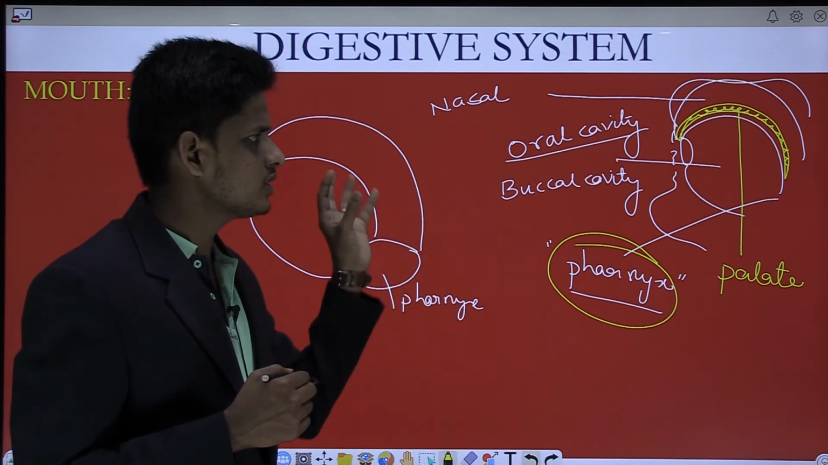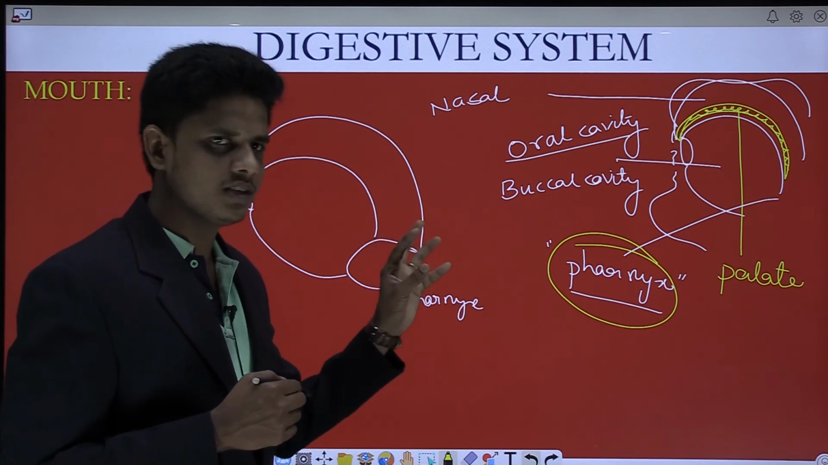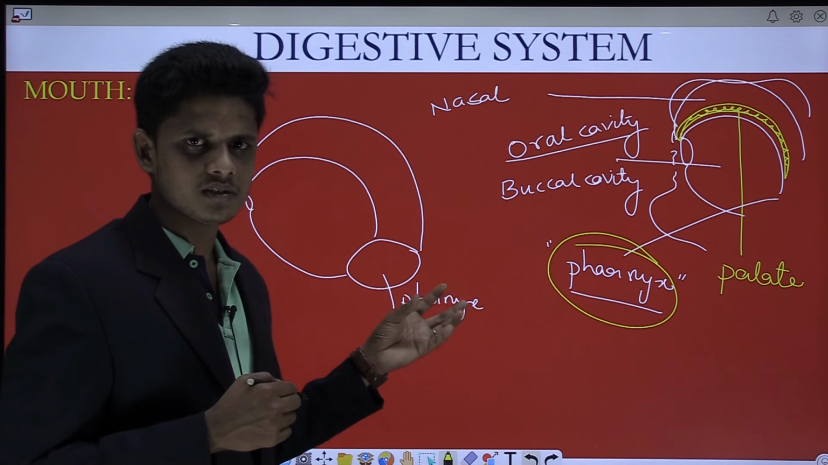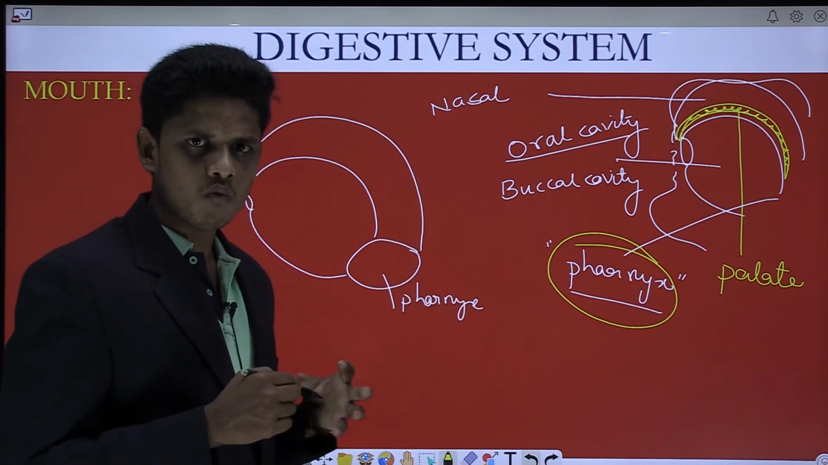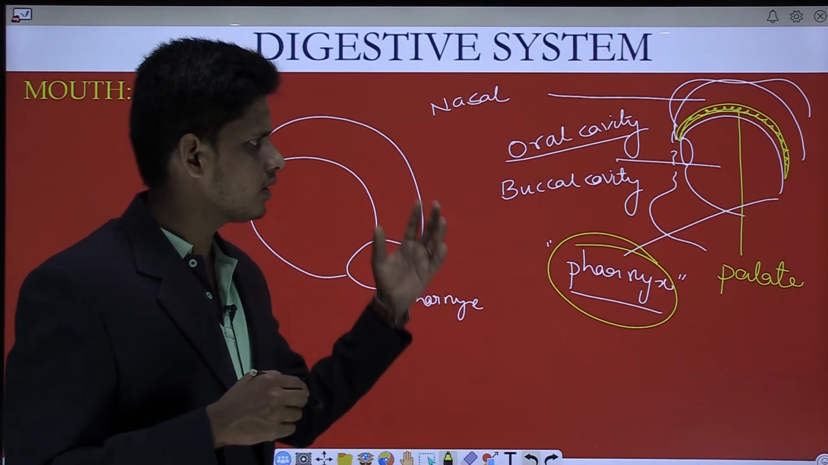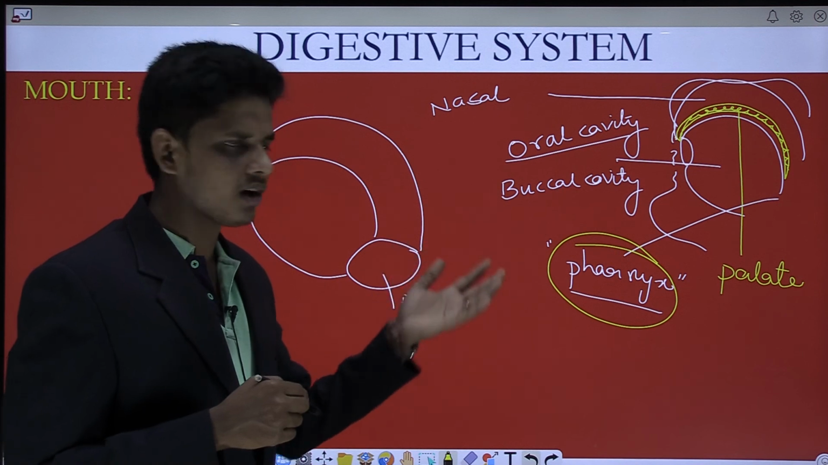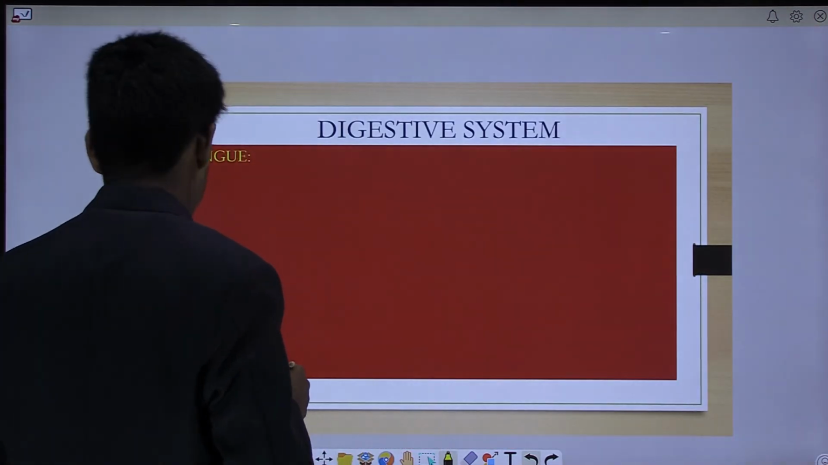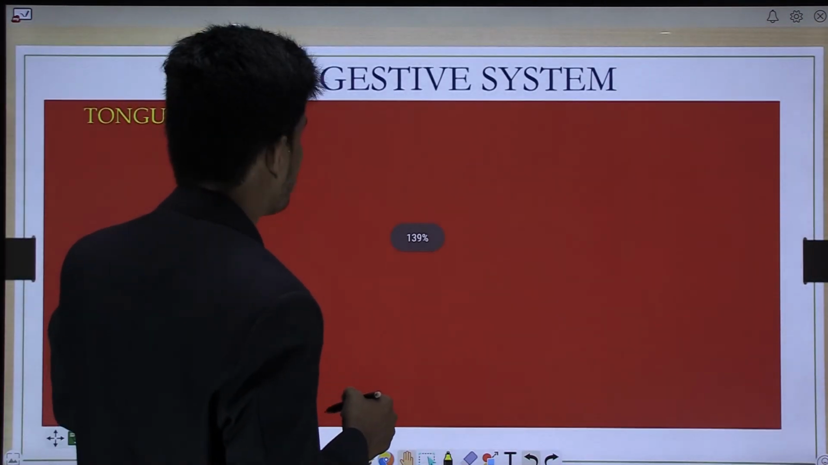Coming to the next one, what are the parts present inside the mouth? The parts inside the mouth are the salivary glands, the tongue, as well as the teeth. We will discuss clearly about the teeth, the salivary glands, as well as the tongue. Just look at this. This is the tongue, and this is the tongue we are going to discuss here.